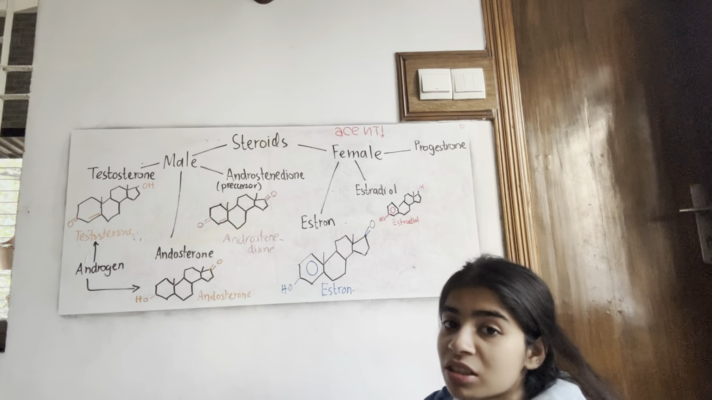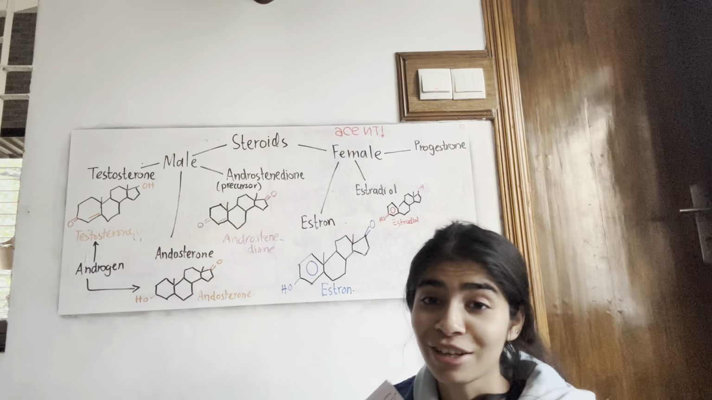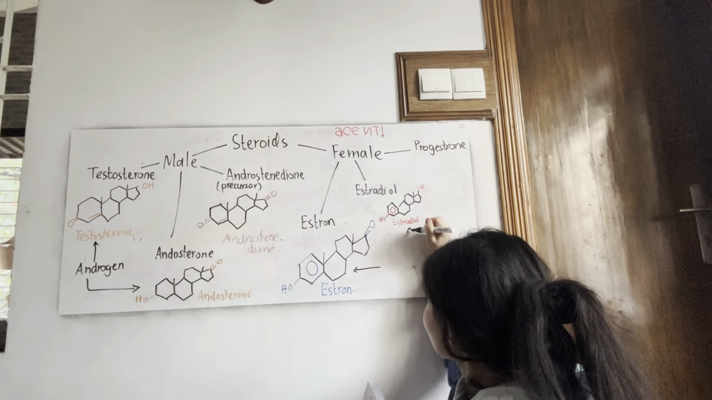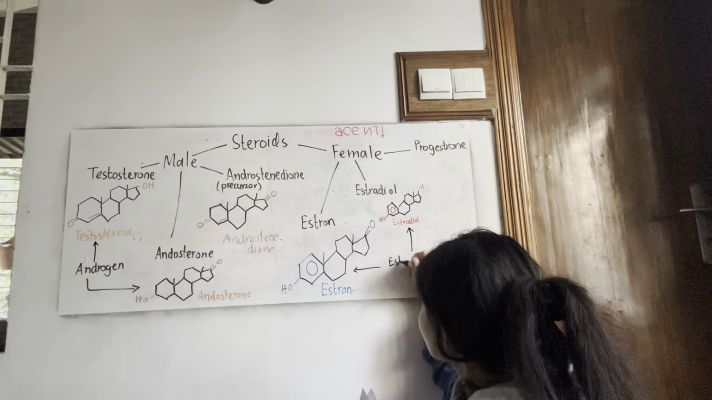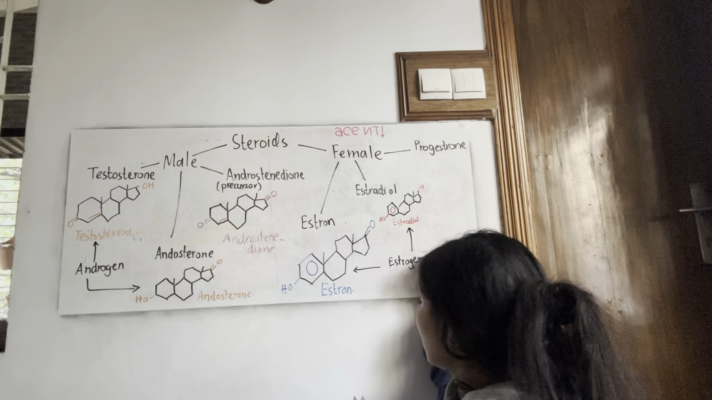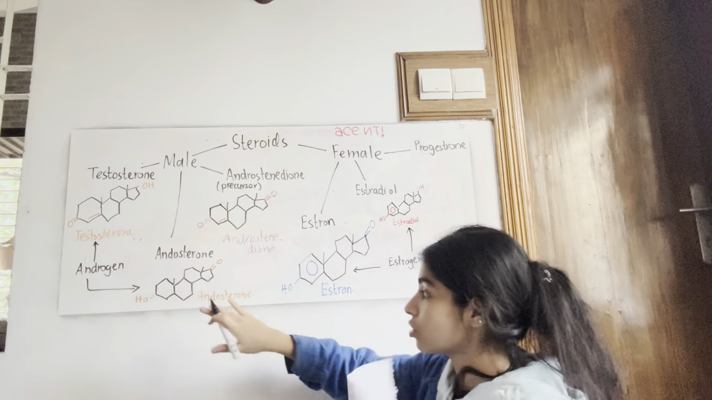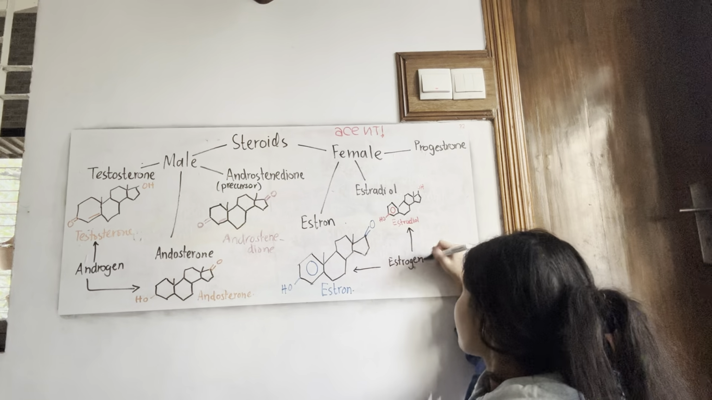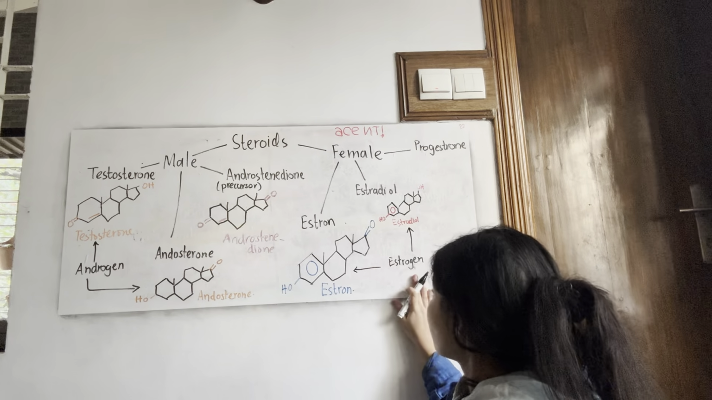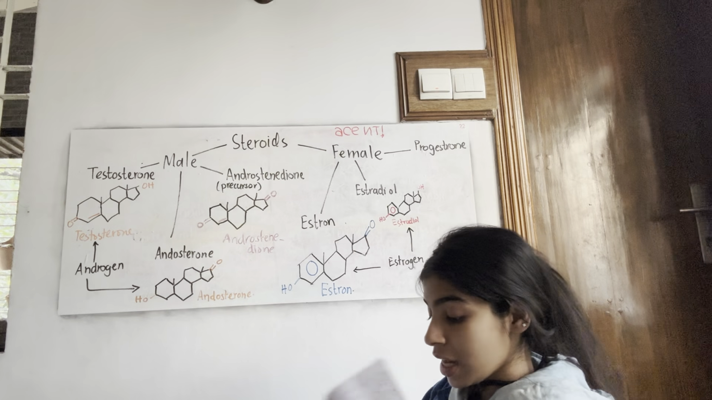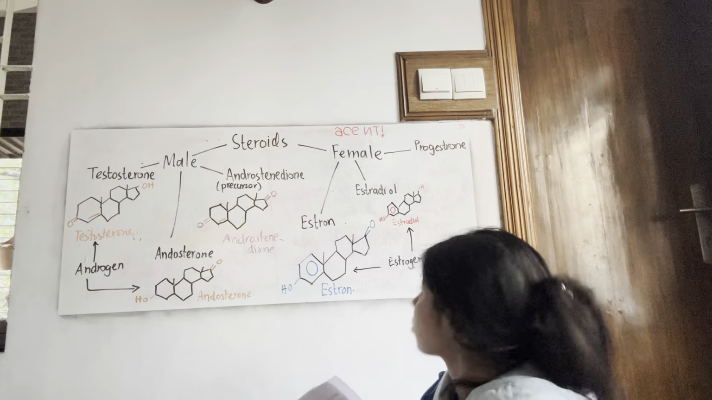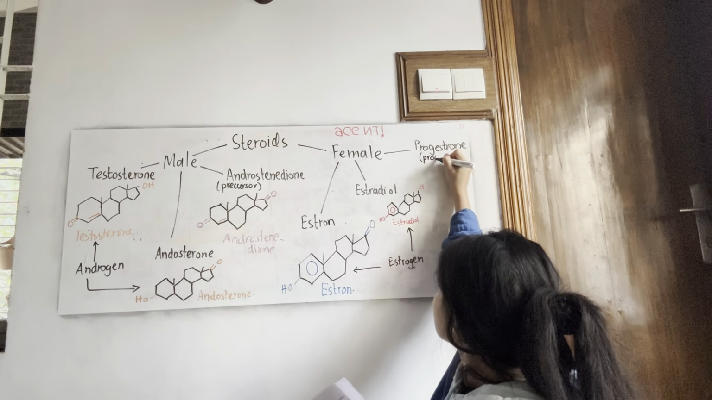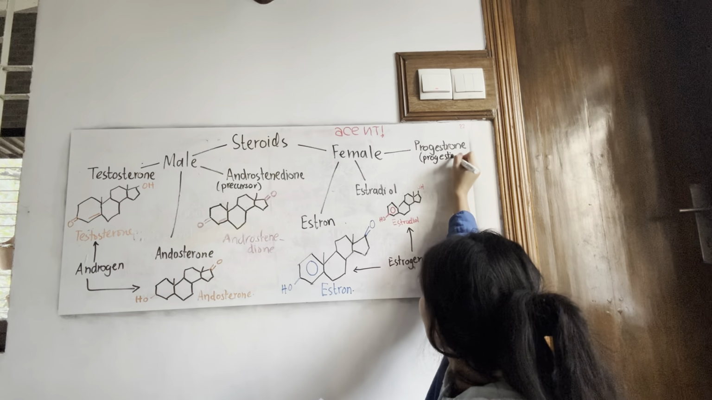Now, remember I was yapping about estrogen, right? This little thing and this little thing are called estrogens. Like, they fall into the estrogen category, like how testosterone and androsterone fall into the androgen category. Estradiol and estrone fall into the estrogen category, right? And you might be like, okay, then what about progesterone? Progesterone is a progestin. It's like a different category.